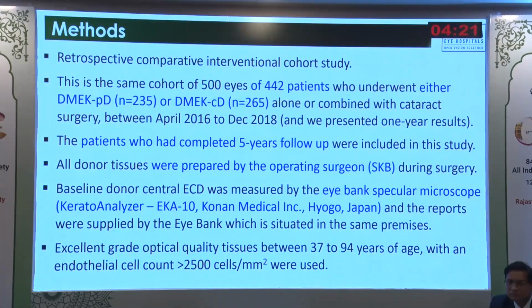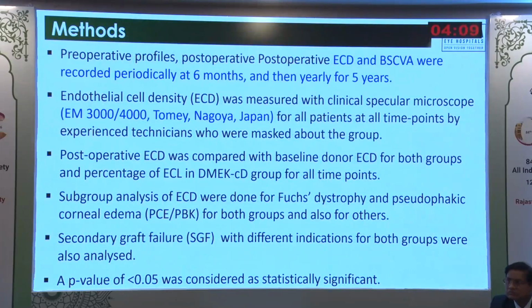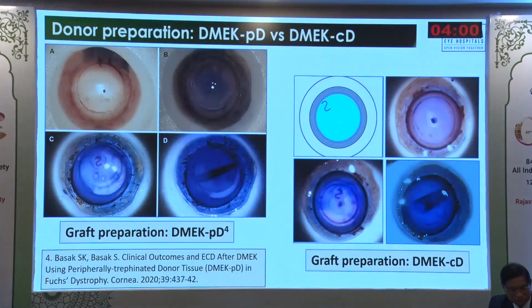This was a retrospective comparative interventional study. We took 500 eyes of 442 patients who underwent either peripheral or centrally trephinated DMEC. All patients who completed 5 years were included, and the primary outcome measure was endothelial cell density at various time points. Secondary outcome measures were visual outcome and secondary graft failure. In peripheral DMEC, on your left, we make a very eccentric trephination versus what is conventionally described as central.